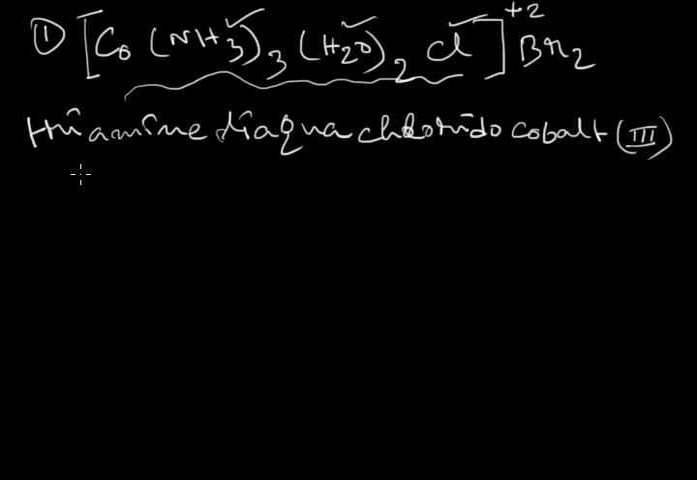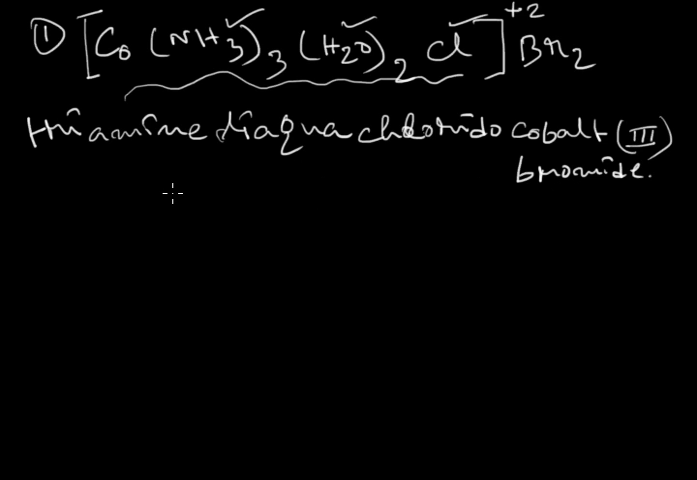So the name of the complex is triamine diaqua chlorido cobalt(III) bromide. Mind it, the number of the ligands which are present outside the coordination sphere is not required to be mentioned, for the ligands which are present outside the complex part, that is the coordination sphere. We cannot write dibromide. We only write bromide.